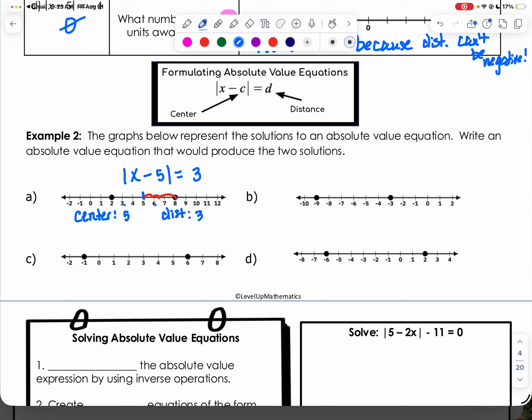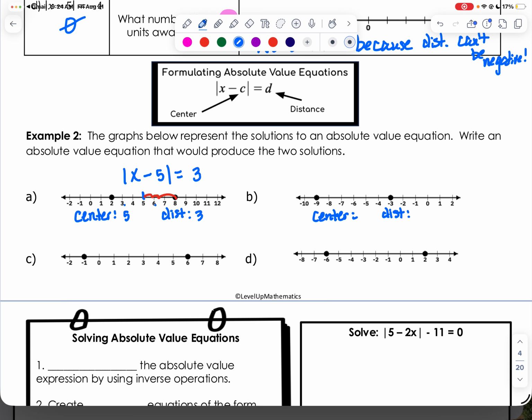All right, let's try another one. We want to identify the center and the distance, and then write an absolute value equation that would produce these two solutions. So our solutions in this problem are -9 and -3. So 1, 2, 3, 4, 5, 6. So they're 6 units apart.